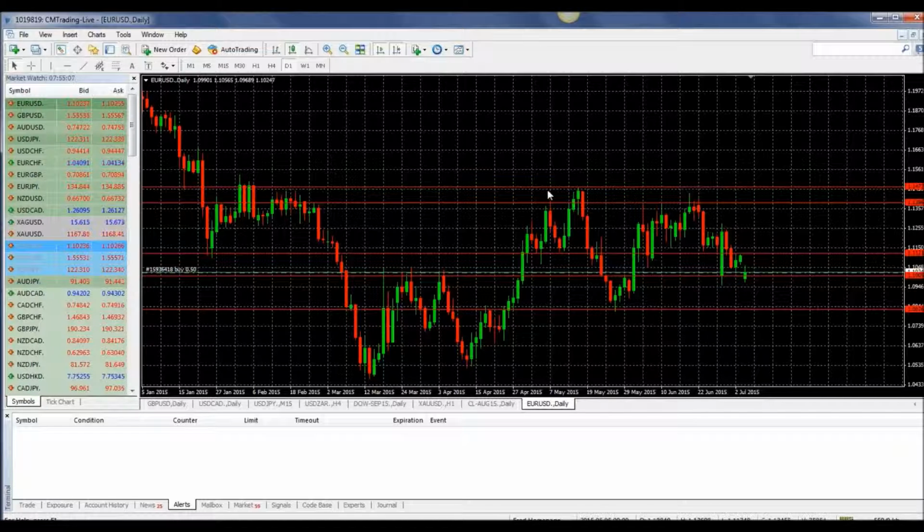So as you can see, we have the upper limit at 1.14, and then a second resistance line at 1.13, and then a support line at 1.11, and then of course 1.10, which we're hovering right now. So the question is, are we going to break lower, or are we going to take it off?